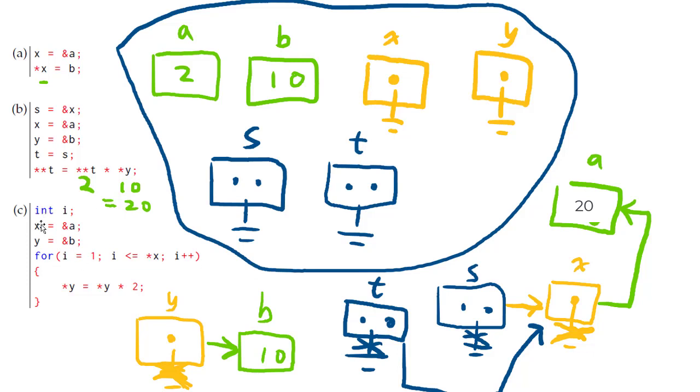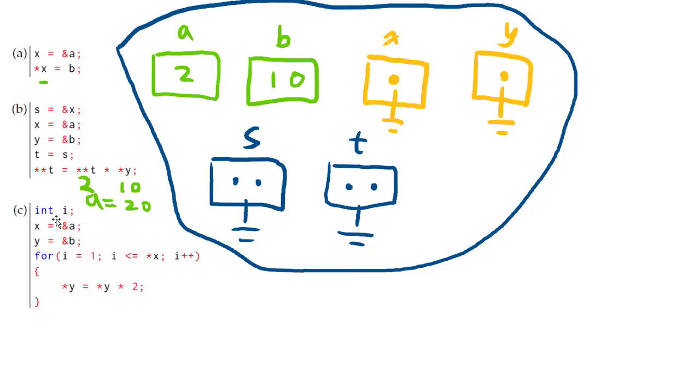Now let's look at question C. Our question C: initialize integer i. Why does it need to initialize integer i outside here? Because this is the C89 standard. Integer i, x is equal to address of a. So let's draw our x first. Our x is a pointer. Initially it's pointing at null, and then we need to cross it out. After that, x will point at the direction of a.